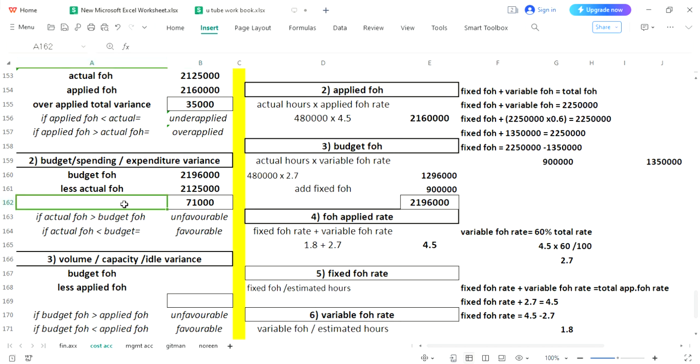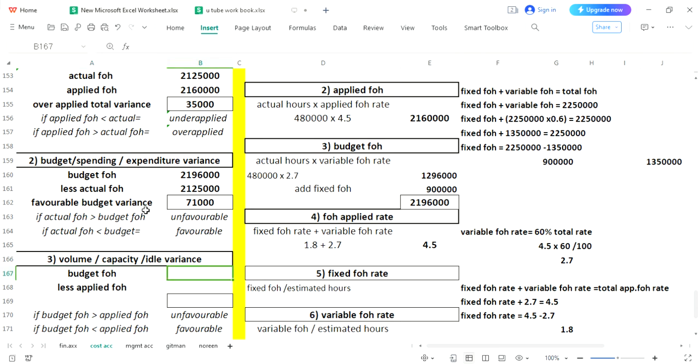It's time to conclude by focusing upon actual. Actual 2125, budget is 2196. So actual is less. Whenever you are spending less in actual, it would go in your favorable. So what you will do, will write favorable budget variance is 71,000.